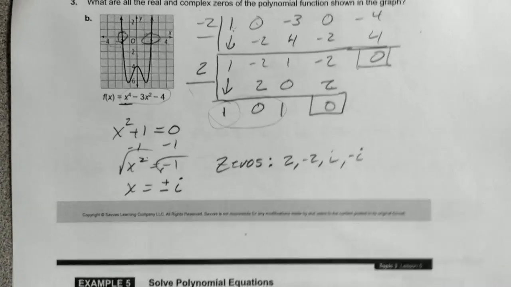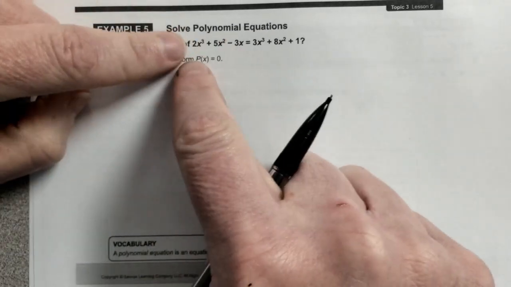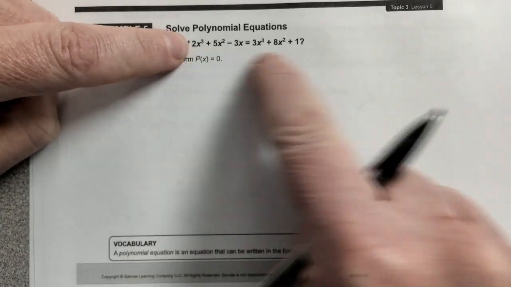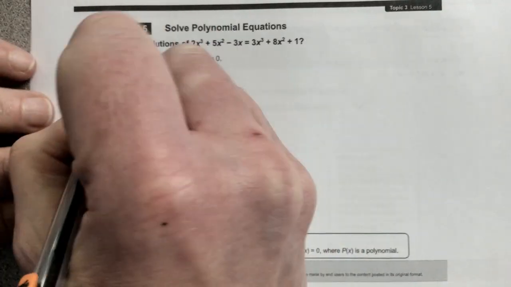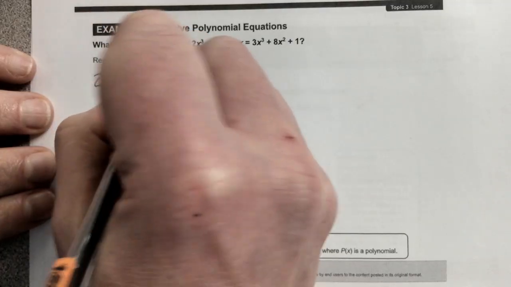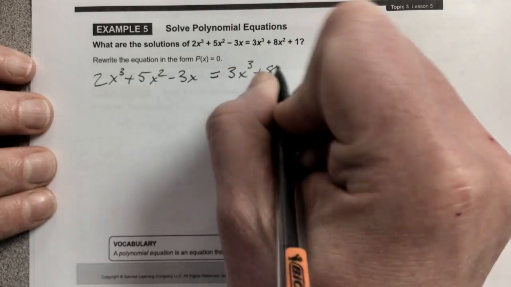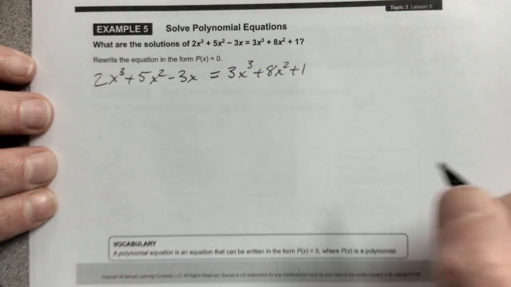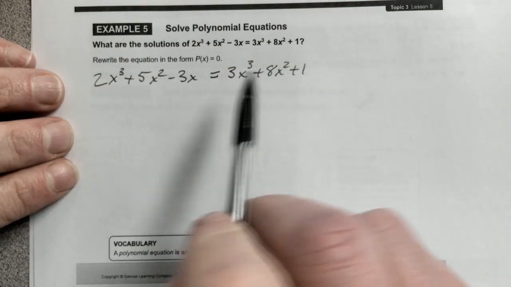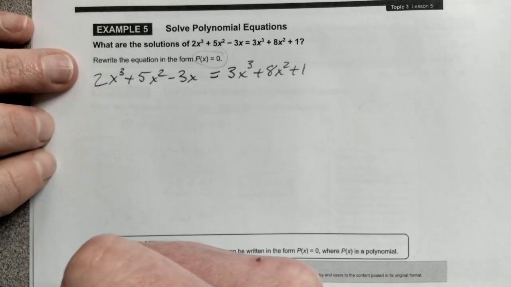Okay. Cool. Here we go. Let's try another one here. What are the solutions to this equation? Good gravy. So we have 2x cubed plus 5x squared minus 3x equals 3x cubed plus 8x squared plus 1. Now we've got to solve this, and it gives us a hint: rewrite it in terms of 0.